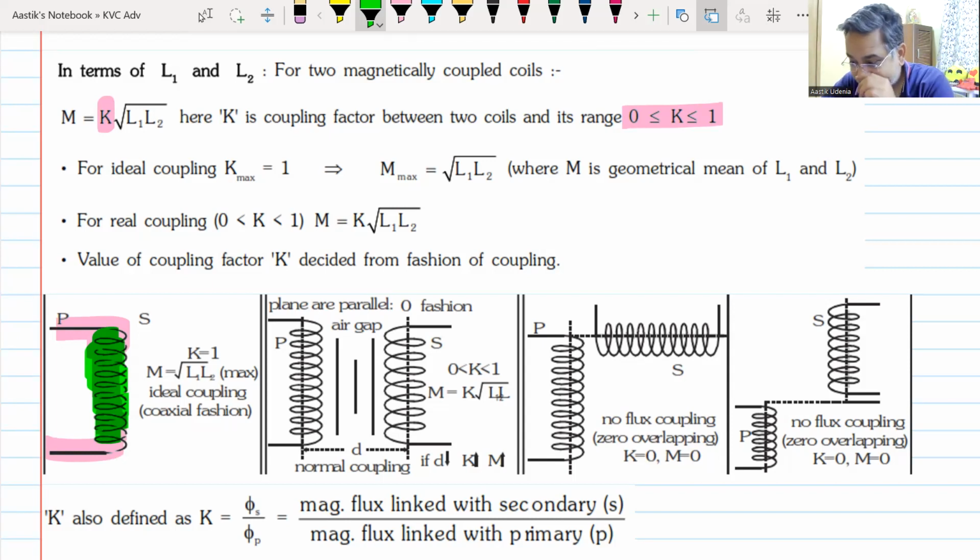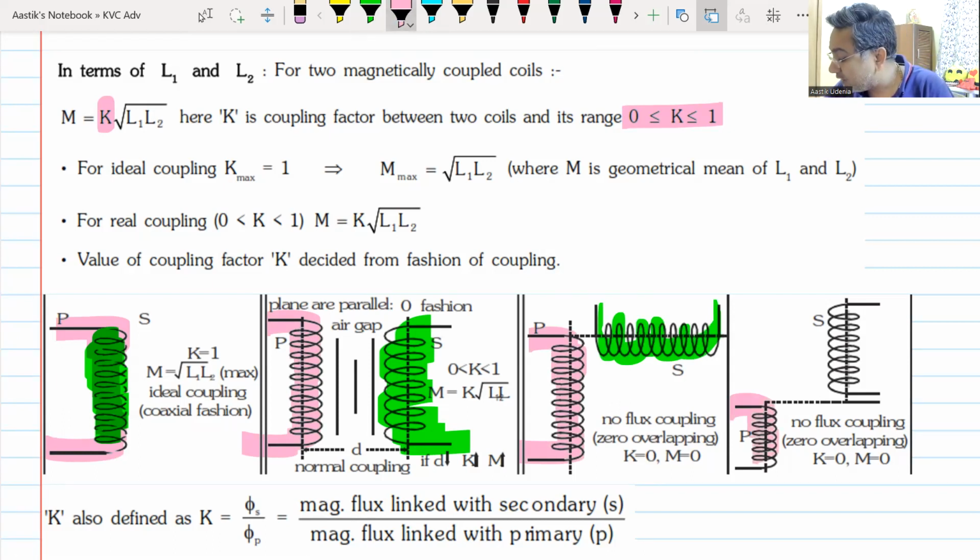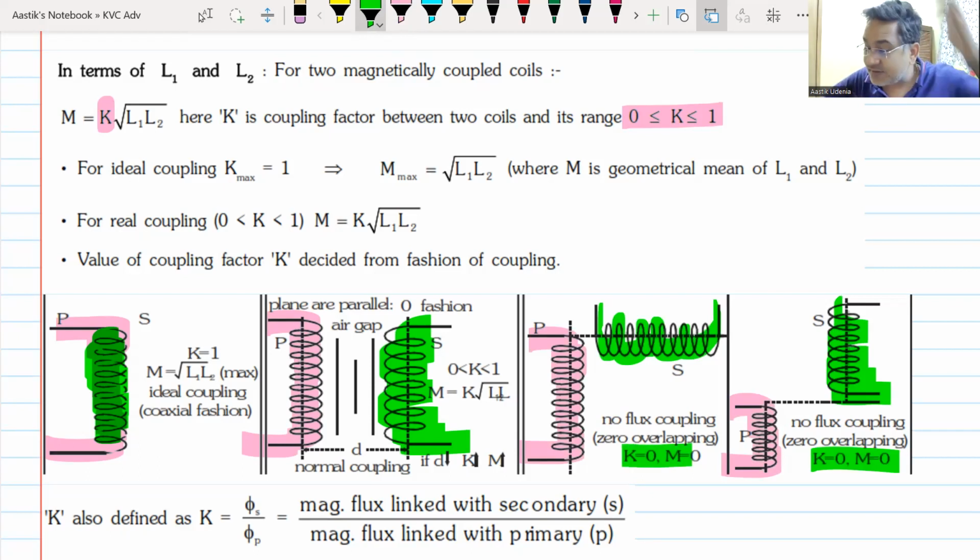Do we understand this? Yes. If the primary and the secondary coil are separated from each other by some air gap, then the value of K will not be equal to 1. It will be between 0 and 1, and your mutual inductance will become K times root over L1 into L2. Do we understand this? Yes. But if your primary and secondary coils are wound or oriented in such a way that the flux in the primary is not linked with the secondary, in all these cases the mutual inductance and the value of K will be equal to 0. Do we understand this?